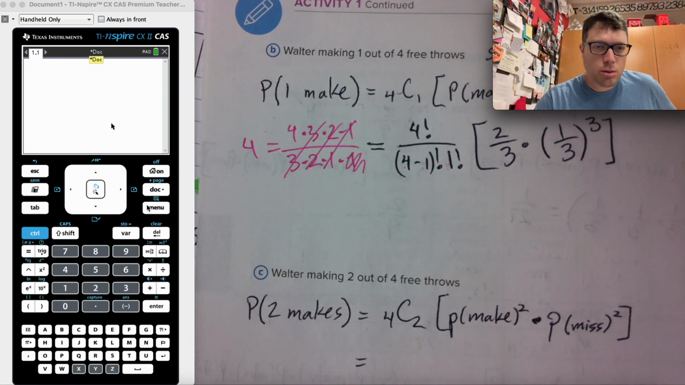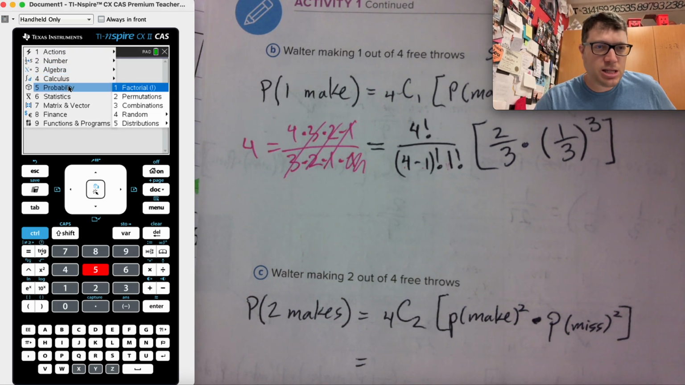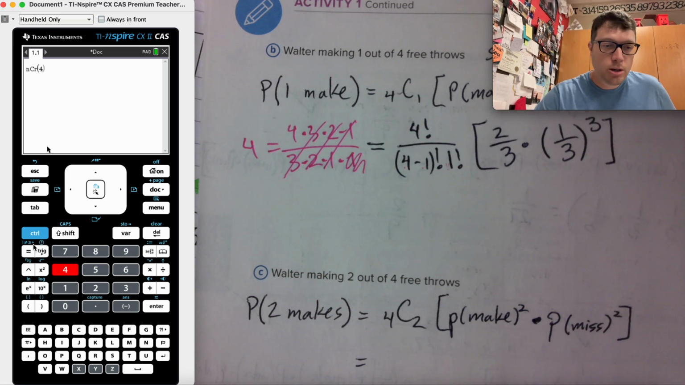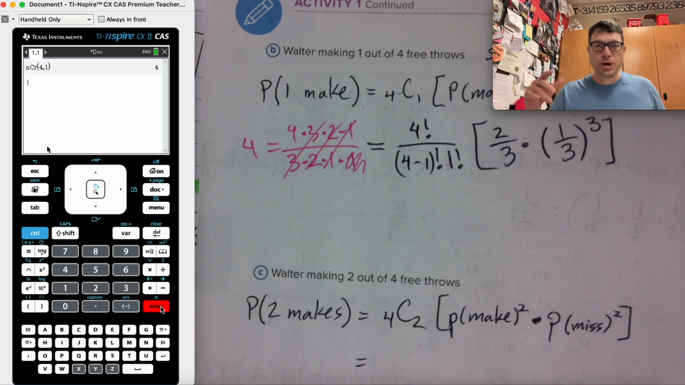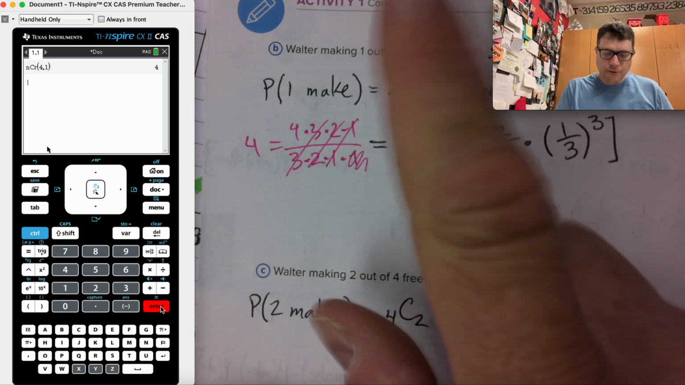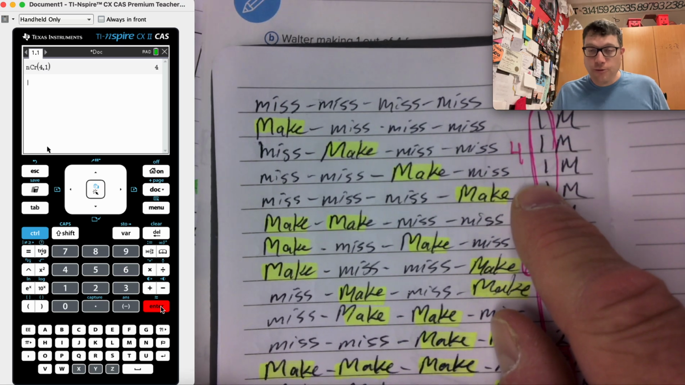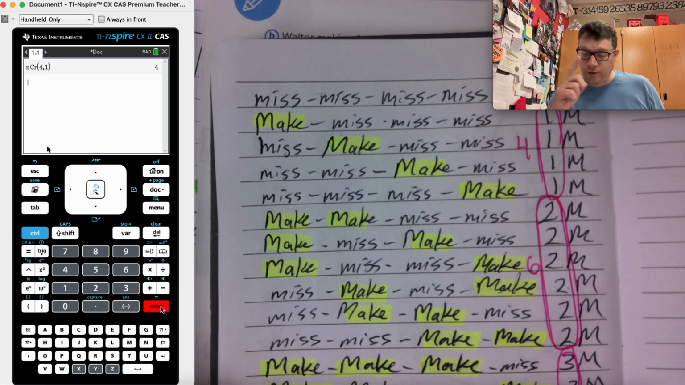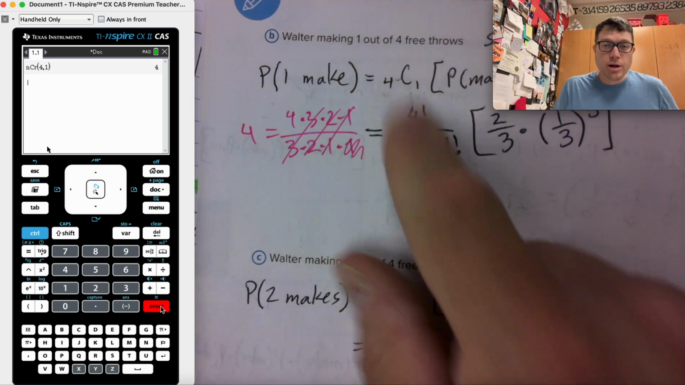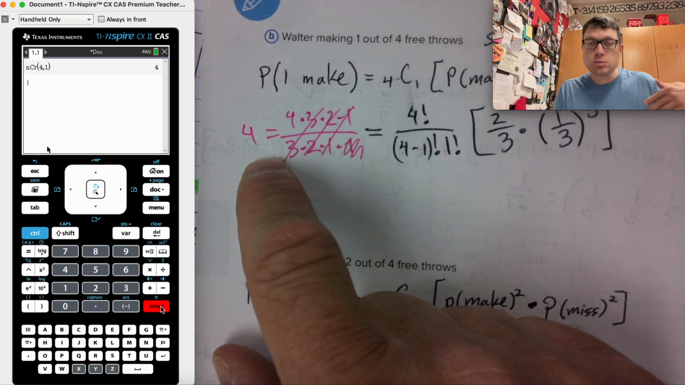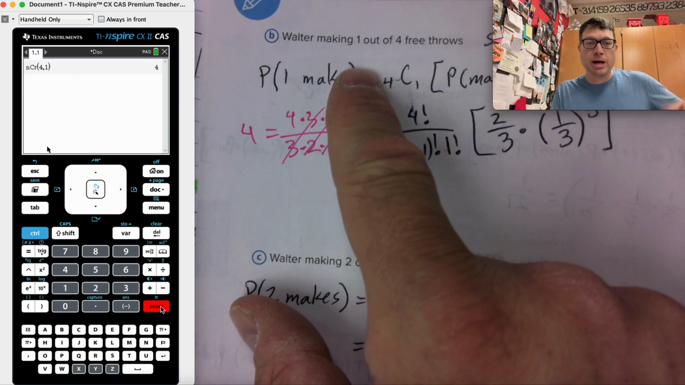Menu, 5, that's the probability menu, 3. And we're going to do 4 choose 1. And it's 4. So there's consistency from the list where I listed all 4 different ways he could make 1 free throw. And then how the combinations calculation also produces 4 different ways Walter could make 1 free throw.